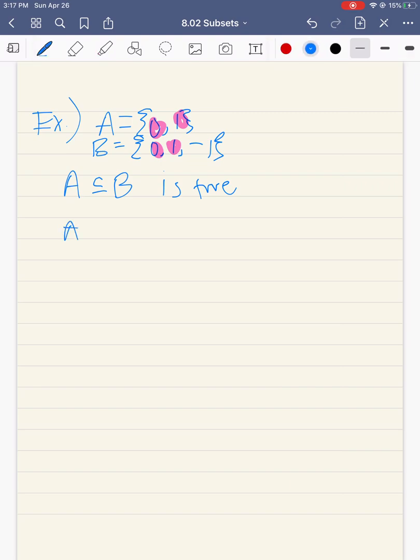However, the statement B is a subset of A is false, since -1 is in B, but -1 is not in A. So that doesn't meet our definition of subset.